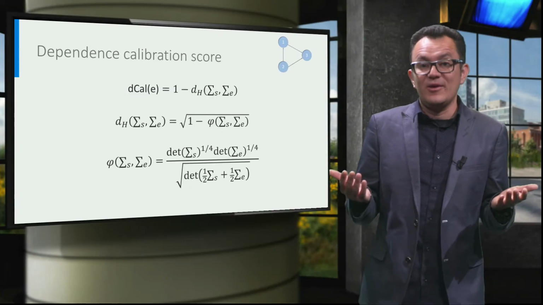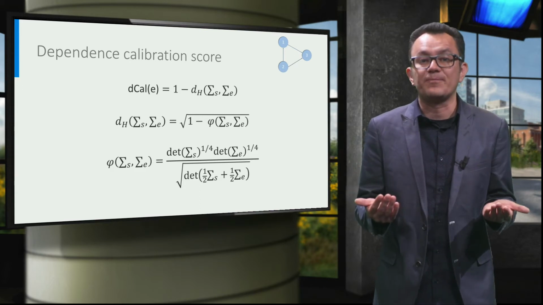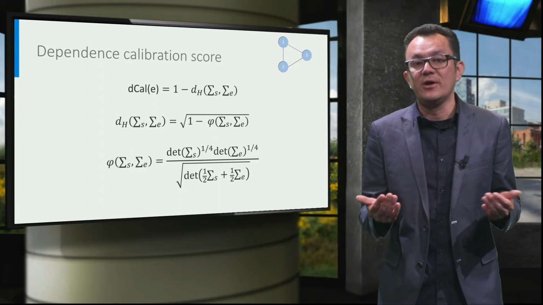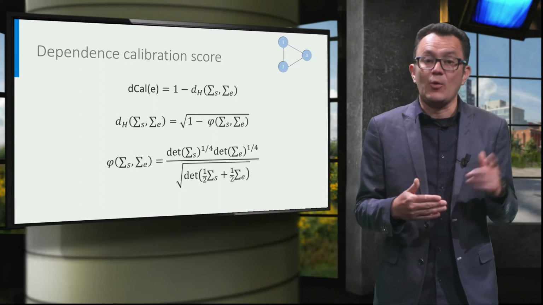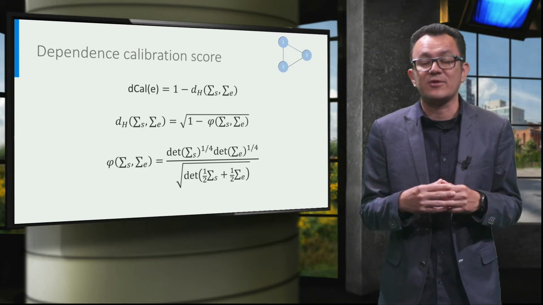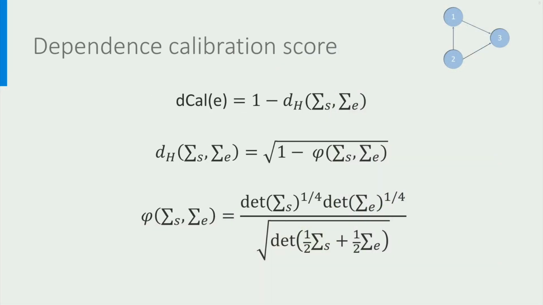Instead, we use a function of the determinants of the correlation matrices. This function we call the dependence calibration score, and it is defined as 1 minus the Hellinger distance between experts' correlation matrix and the seed correlation matrix. The Hellinger distance is determined by the phi function defined below. This score has some nice properties.